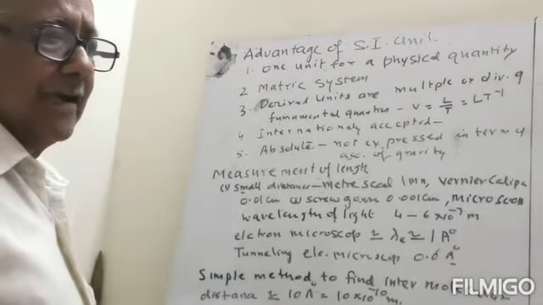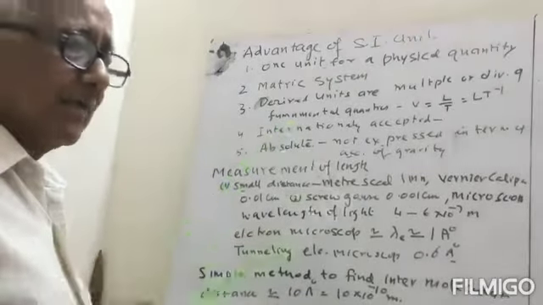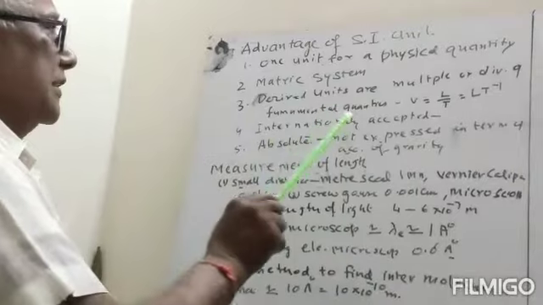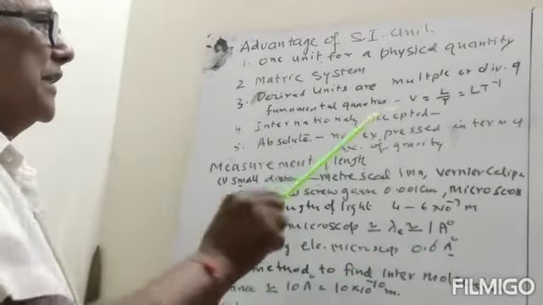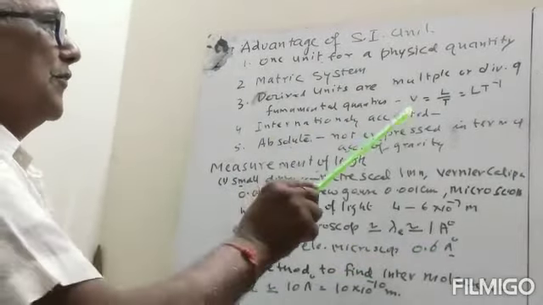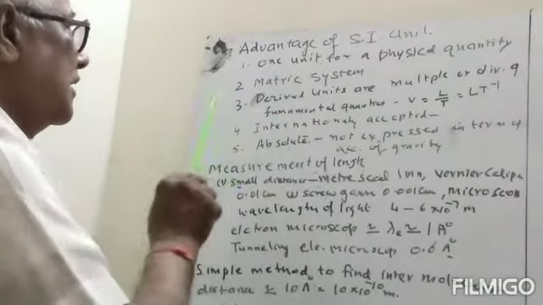For the derived physical quantities, they are simply either multiplication or division of the fundamental quantities. Suppose we take the example of velocity. Velocity is distance by time. L for distance, length, T for time. So it is a division of L and T.